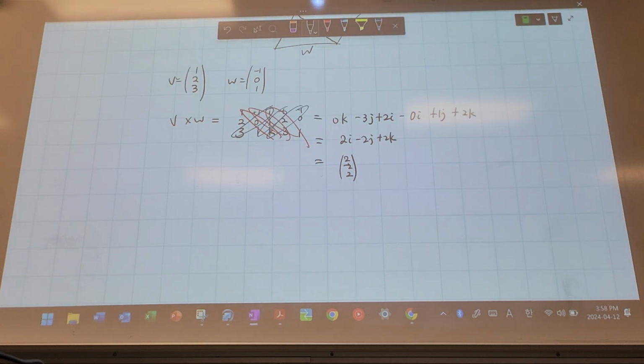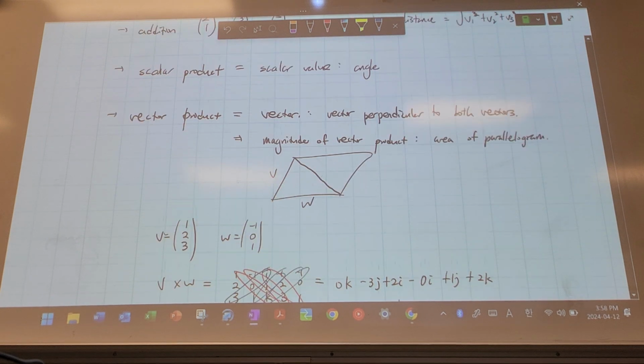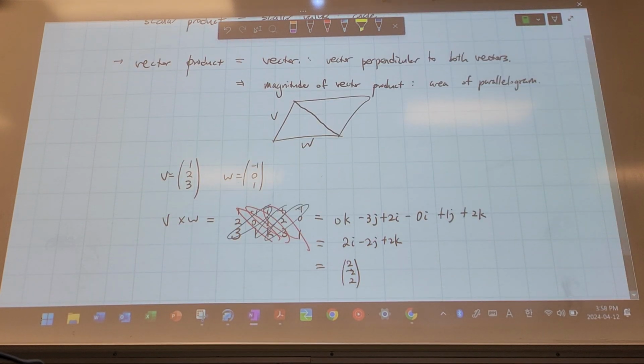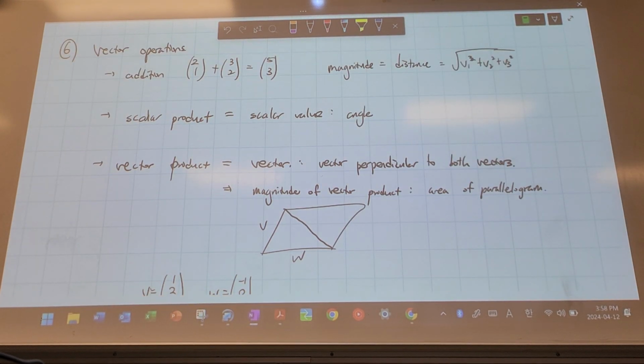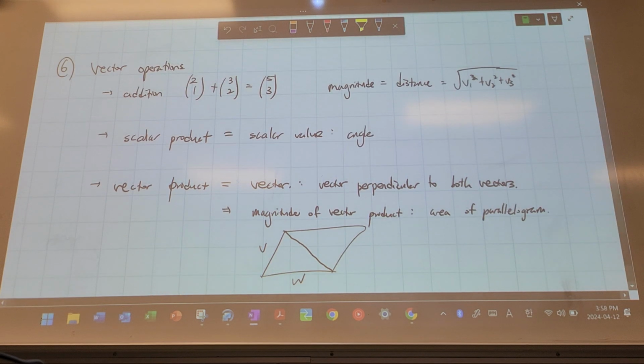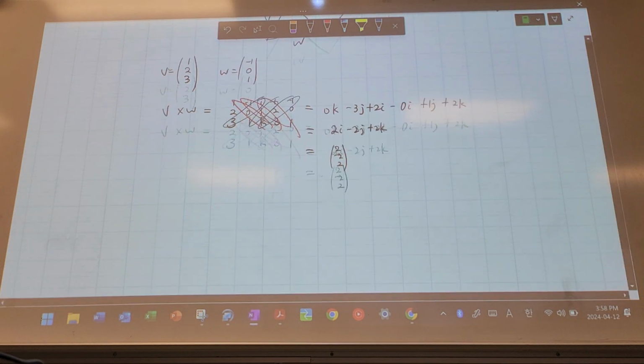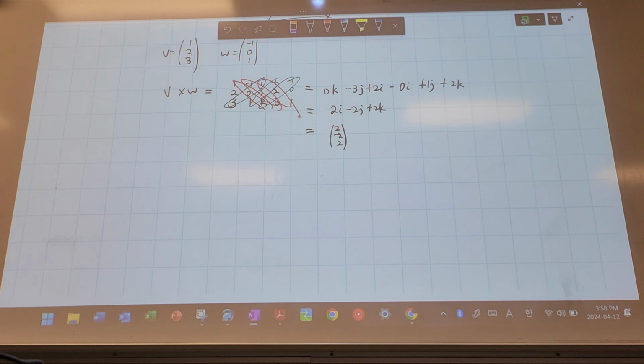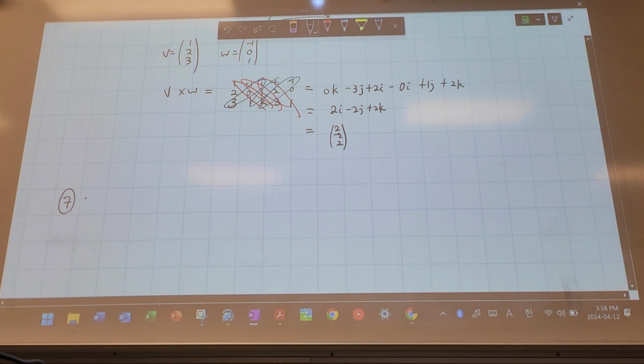Anyways, any questions about the vector operations and the ideas of vectors? Once again, a vector has a magnitude, it has a direction, okay? But then we're not happy just with vectors, right? So we need to go a bit further. So let's go with lines and planes. So equations of lines and planes.